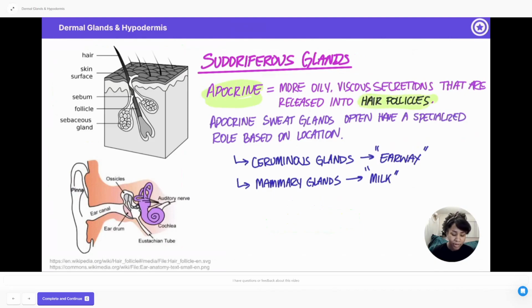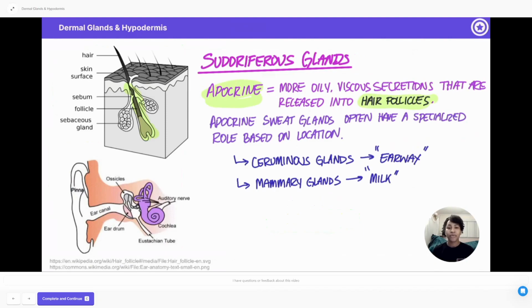So in this diagram here, let's just ignore the fact that it says sebaceous gland here. I want to focus on the fact that this follicle shaft is what we're talking about. And that's the same follicle shaft that apocrine glands secrete into. We'll talk about sebaceous glands more in the next slide, but do get comfortable with the idea that both sebaceous glands and sudoriferous apocrine glands are going to be secreting their products into the hair follicle.